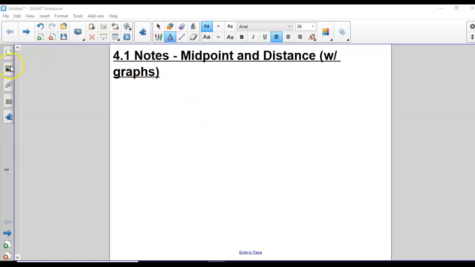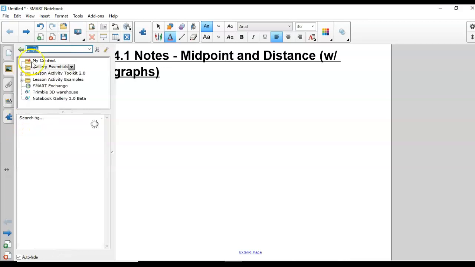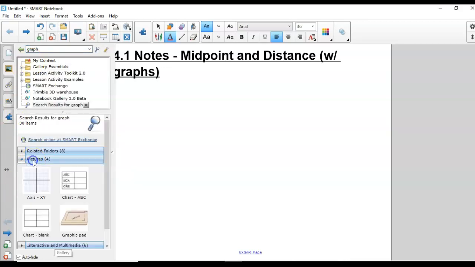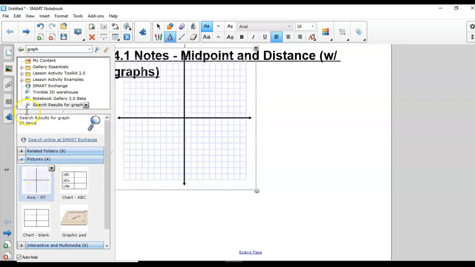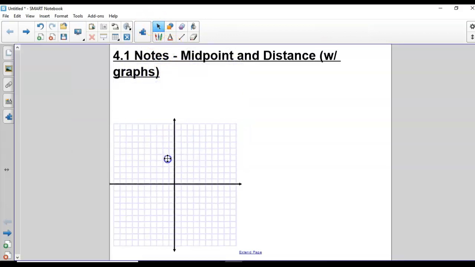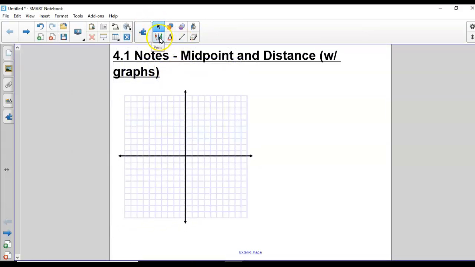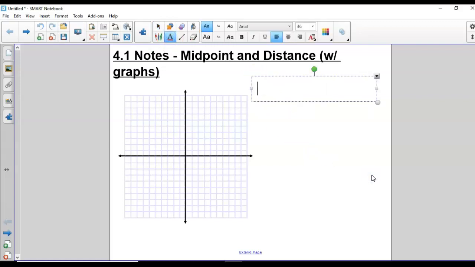Do distance and midpoint. We're going to do everything from a graph today, so we're not going to do any formulas except for the Pythagorean theorem. Let me go ahead and get the graph up here. I gave you guys graph paper so that you can graph everything accurately.